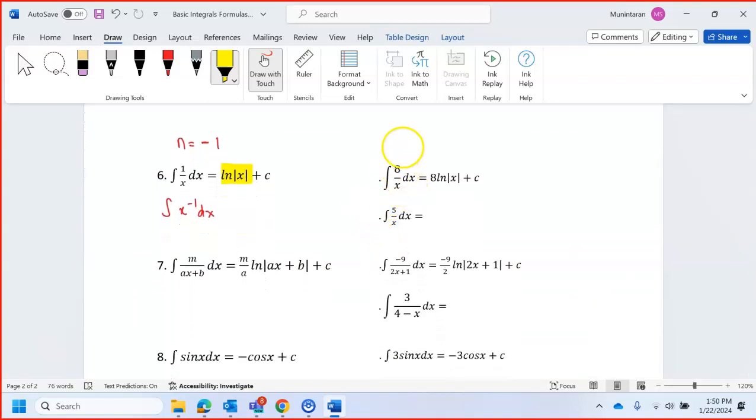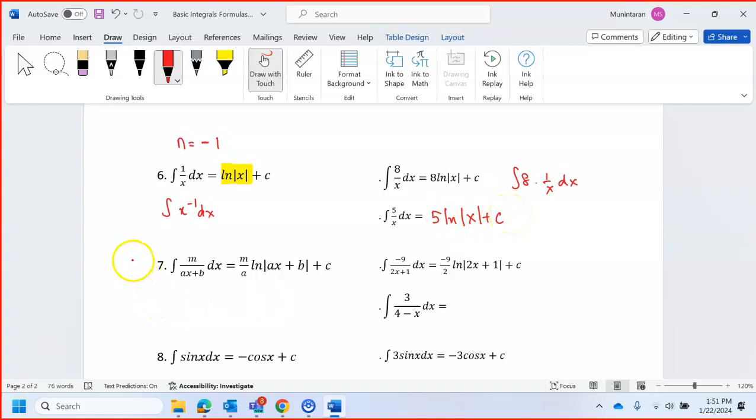So 8 over x, if you cannot see this, you can write it as integral 8 times 1 over x. So therefore, you go back to that. 8 is coefficient. So 8 ln modulus x plus c. Therefore, you'll be getting 5 ln modulus x plus c.